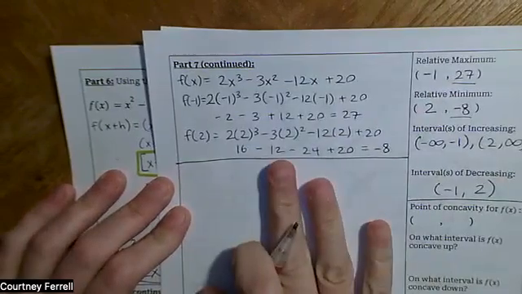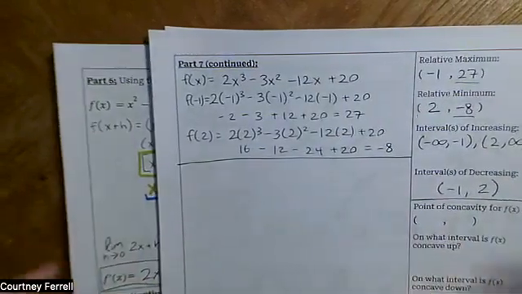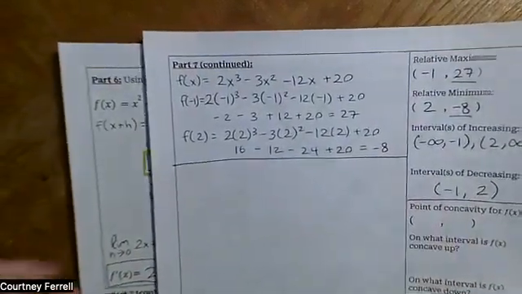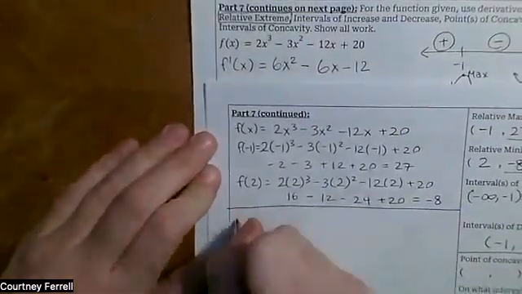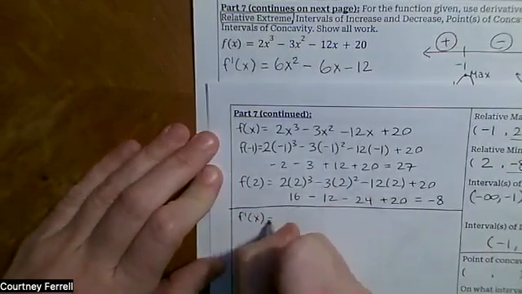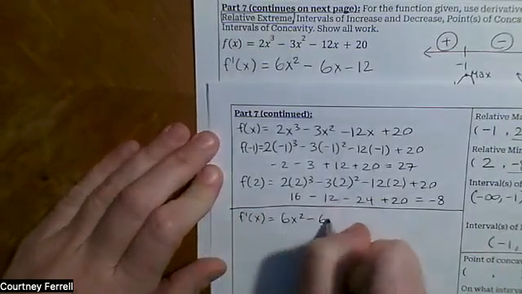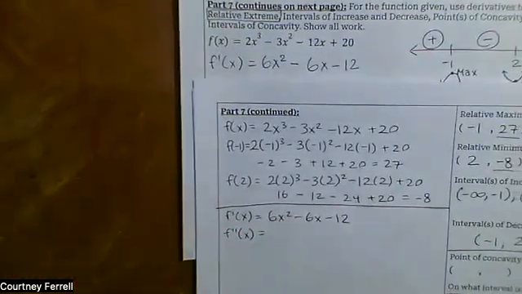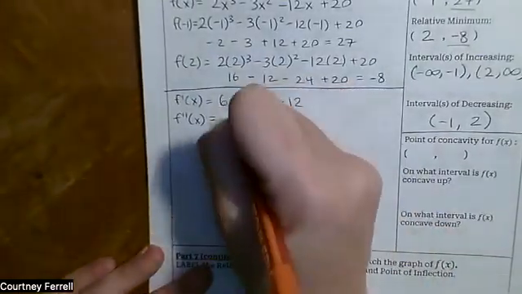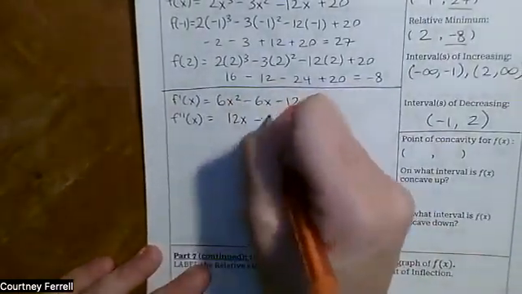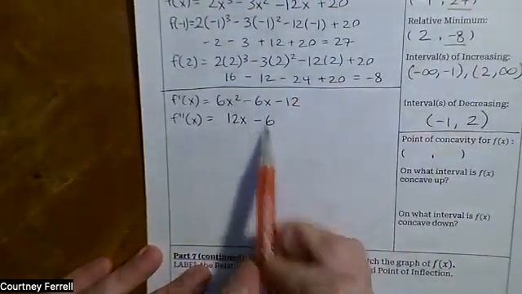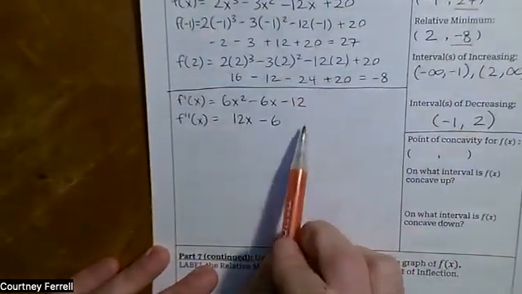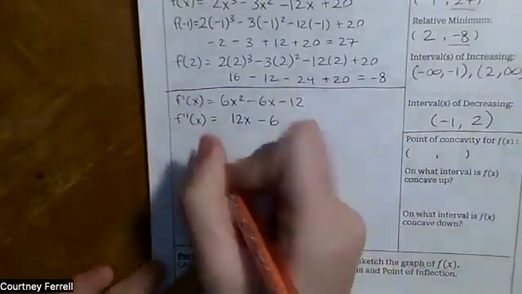Okay, now it says to talk about concavity. The way we do concavity is second derivative. So as a reminder, just copying from the page before, the first derivative was 6x squared minus 6x minus 12. Therefore, the second derivative is going to be 2 times 6 is 12, x minus 6. And again, the exponents went down by 1. Derivative of the constant is 0, so we don't write it. I need to know when this is 0.